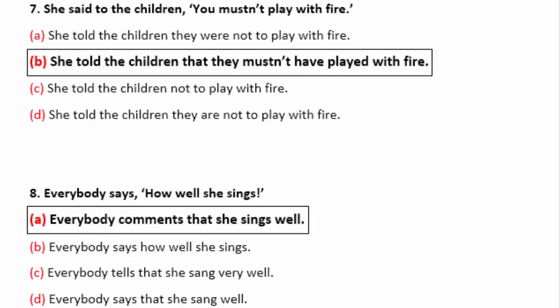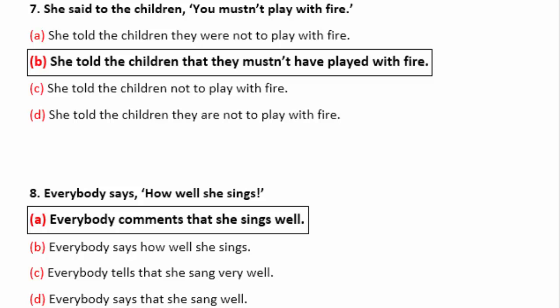Sentence number 7. She said to the children, you mustn't play with fire. Option number B is correct. She told the children that they mustn't have played with fire. Mustn't goes to mustn't have.